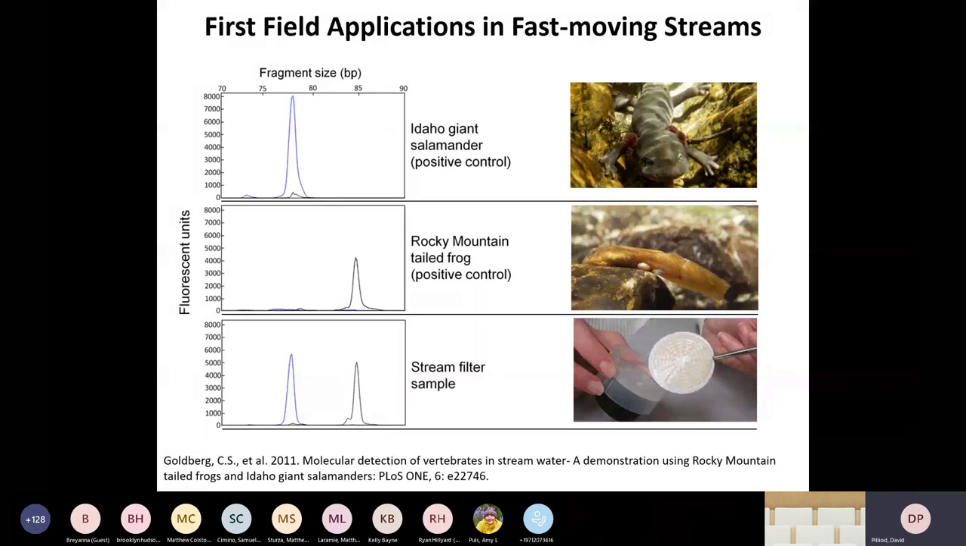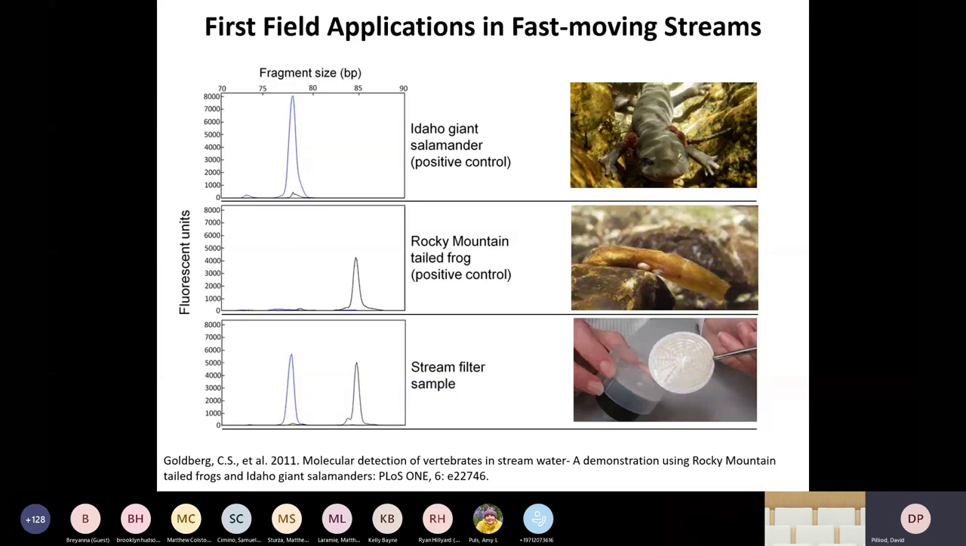Then I got involved with this work in 2011. All of this is just in the first couple of years. I was talking with Karen Goldberg then at the University of Idaho, she's now at Washington State University, about the idea of applying this to fast-moving streams, where you'd think there's just so much turbulence and the streams are so small that DNA would just be flushed out very quickly.